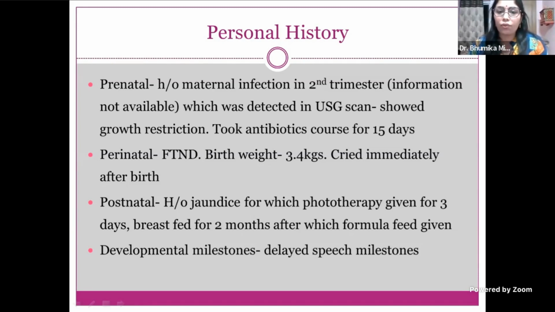Perinatally, it was a full-term normal delivery. The birth weight of the child was around 3.4 kgs and he cried immediately after birth. Postnatally, there was a history of jaundice for which phototherapy was given for 3 days. The child was breastfed for 2 months, after which the mother mentioned that she had difficulties feeding, after which he was given only formula feed, but there was no history suggestive of low weight or failure to thrive.